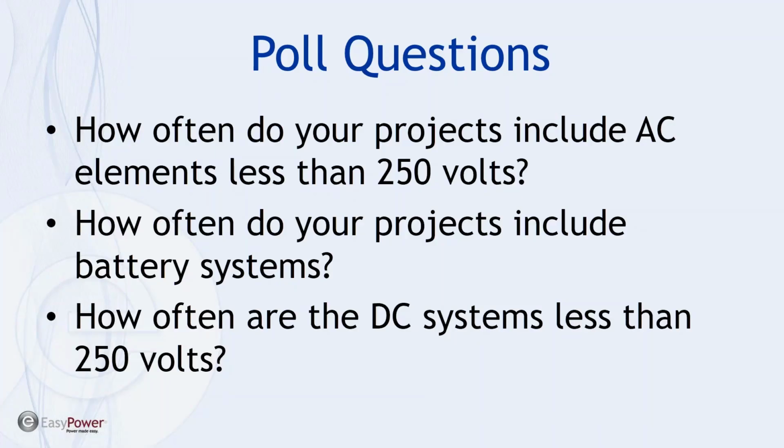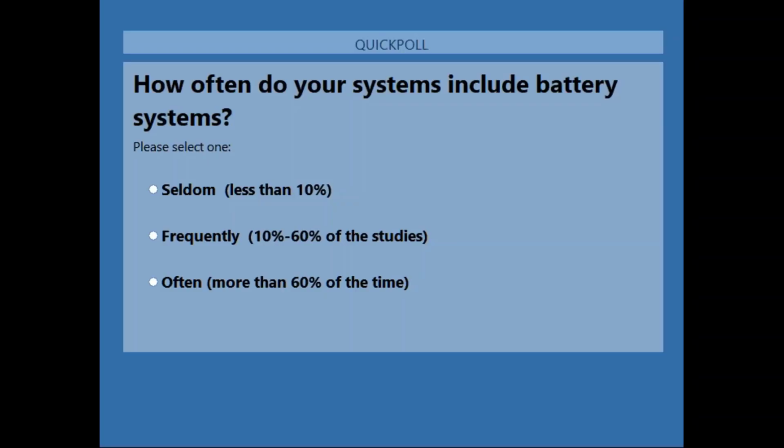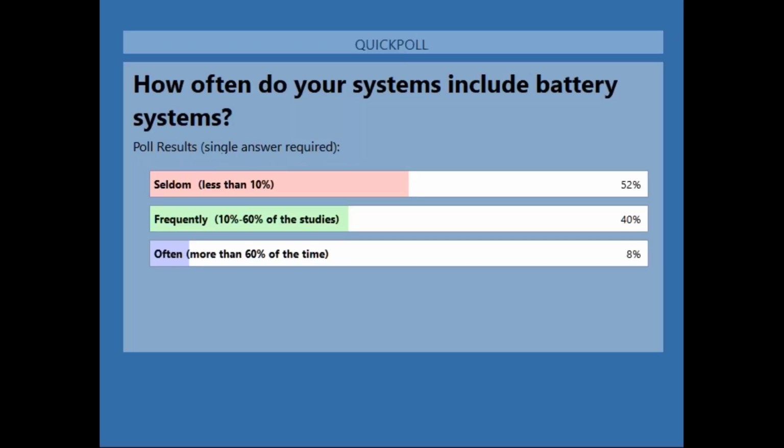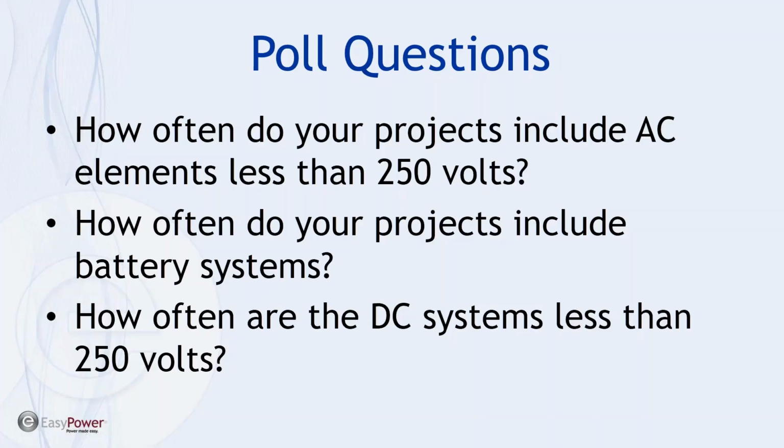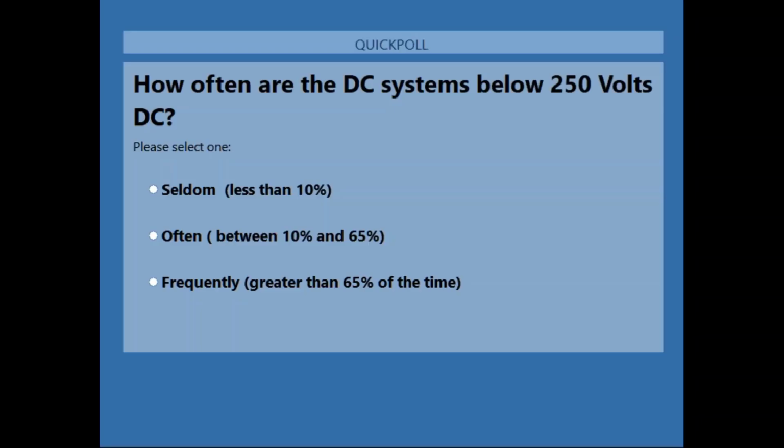And then the next one is, how often do your systems or projects include battery systems? And this is an area that's coming up continually and is frequently a complicating issue in this whole discussion about low voltage arc flash. Share this one. Thank you. And then finally, how often are the DC systems less than 50 volts, 250 volts?